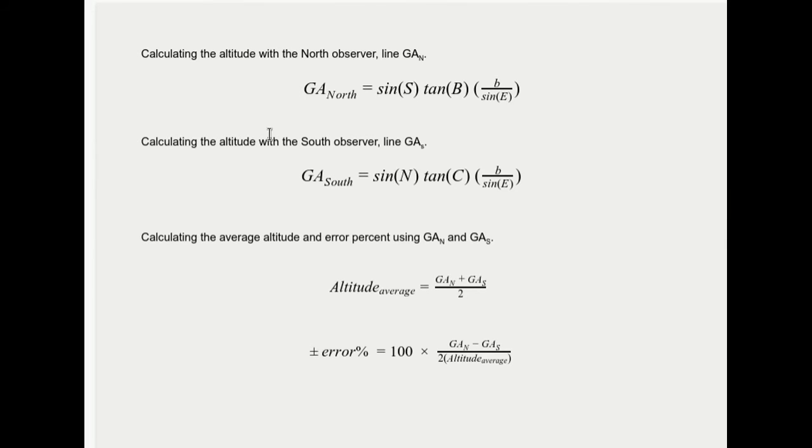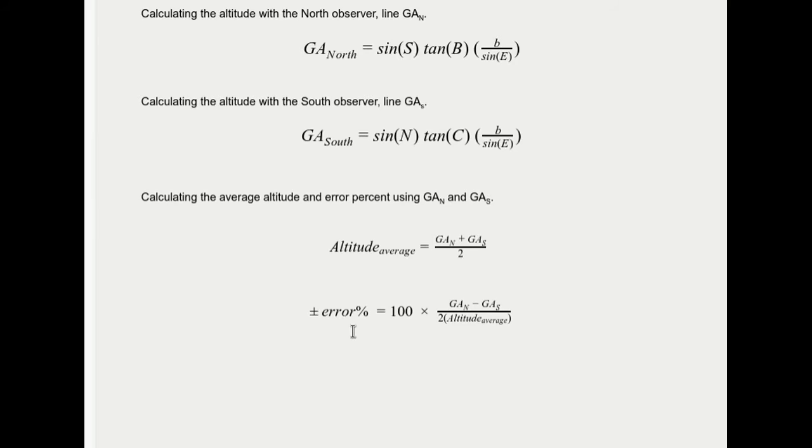To calculate the altitude from the south observer, you're going to measure the line from G to A. It's going to be equal to the sine of the azimuth measured by the north observer times the tangent of C, which is the elevation angle measured by the south observer, times the baseline divided by the sine of the east angle. And then you're going to calculate the average altitude by adding those two values together, the north observation and the south observation, and divide it by 2.